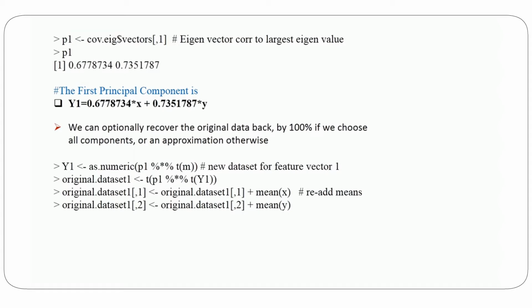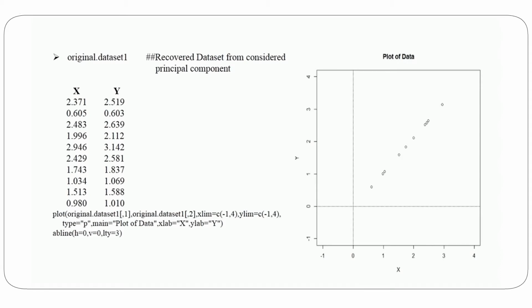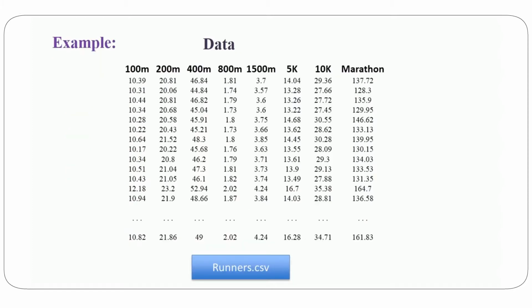Here we have the recovered data set from the first principal component. If we plot this recovered data set, this is how the plot looks. Notice that in this plot the variation along the second eigenvector is gone because we have not considered the second eigenvector.